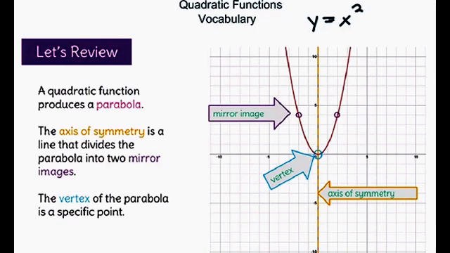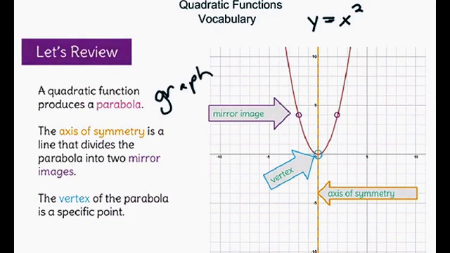Now, the graph of a quadratic is what we call a parabola. The equation is a quadratic. The graph is a parabola. The shape of the graph is a parabola.